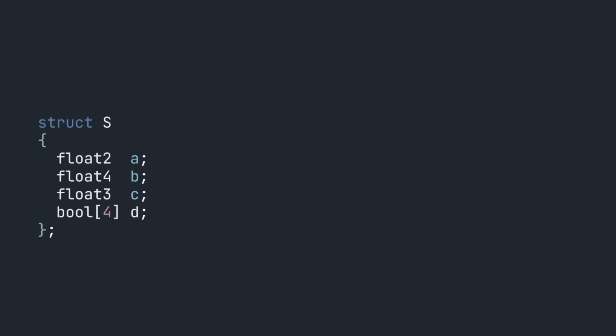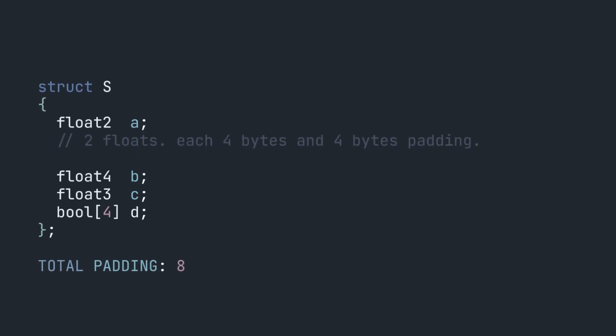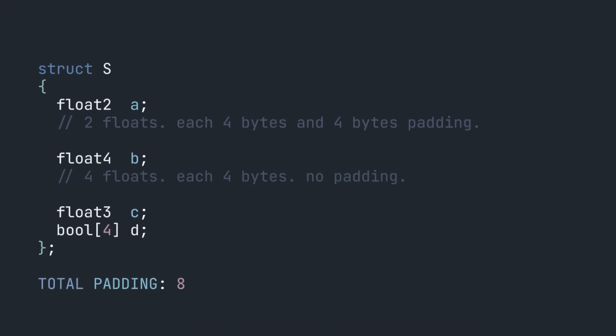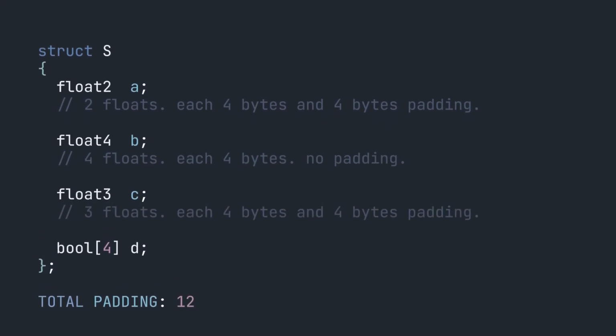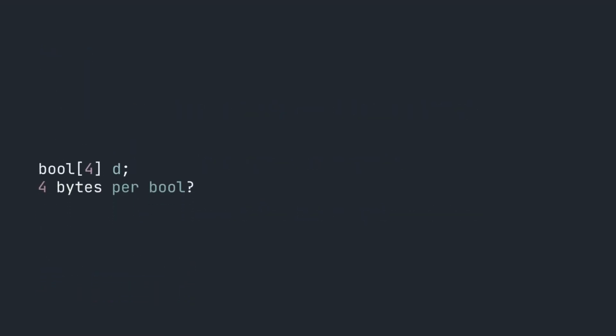So we have a float2, a float4, a float3, and then a bool array with 4 indices in. Well, we'll first have the float2, then we will have padding of 8 bytes, then we have the float4, which is fine, and then we have the float3. After the float3, there will actually be another 1 byte of padding before the bool array happens. And if we look at the bool array, we might think that it's fine. It's 4 bools, which should be 4 bytes, right?